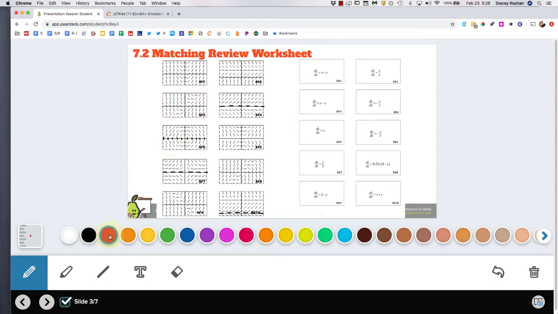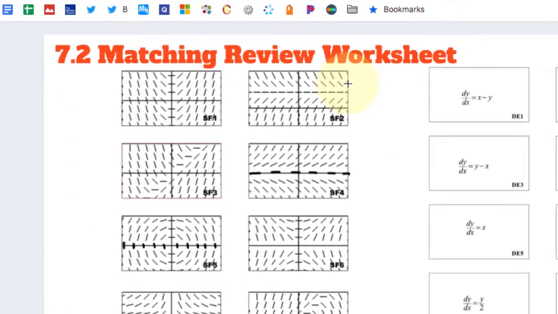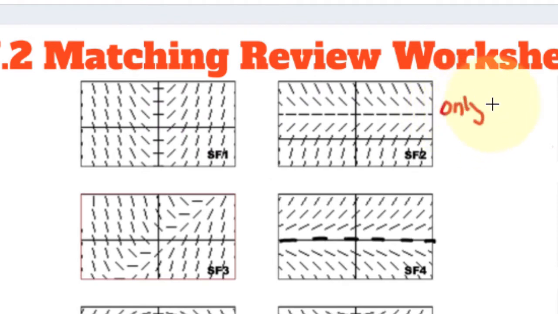So that's very important. Now, the next thing that I want to do is I want to identify which of these graphs depend only on X or depend only on Y if I can do that. So I'm going to start with which ones depend only on Y. Depending only on Y would mean when the Y value changes, the slope field changes, but it doesn't depend on the X. So this is an example of that, slope field 2, and I'm going to just write only Y.